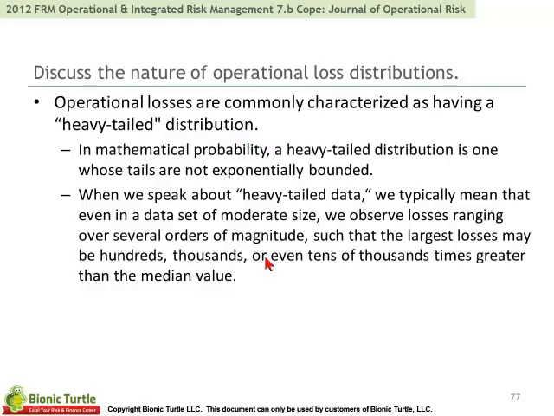And so operational losses are commonly characterized as having a heavy-tailed distribution. So let's make a note here, this has come up in the forum, that there are different definitions of what constitutes heavy-tailed. It's still the case that in the FRM, generally GARP's going to defer to our most common approach there, which is that the kurtosis of the distribution exceeds 3. This reading introduces some other alternative definitions.